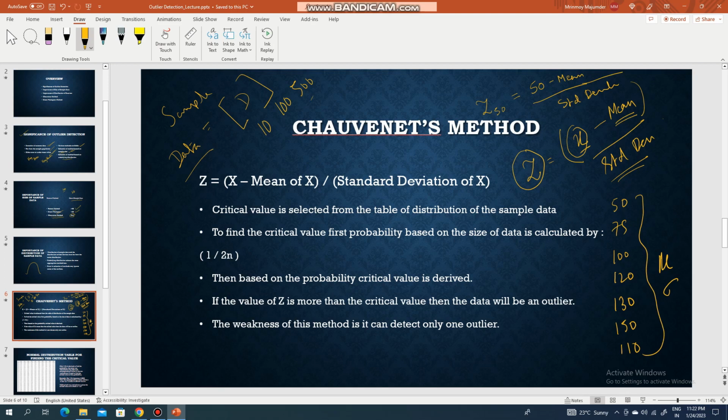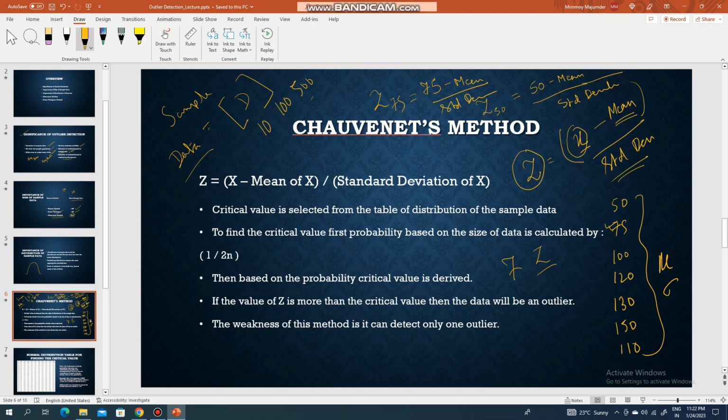Similarly, for calculating Z75, the second data point, this is what you call it. And similarly for all the data points; here the number of data points is 3 plus 4, 7. So 7 Z values can be calculated.